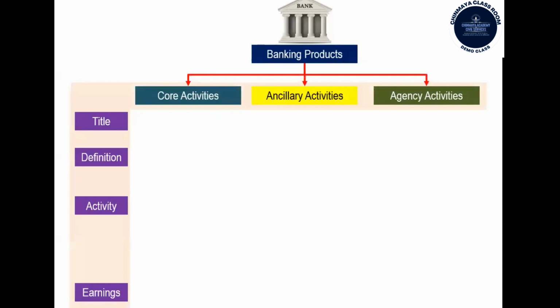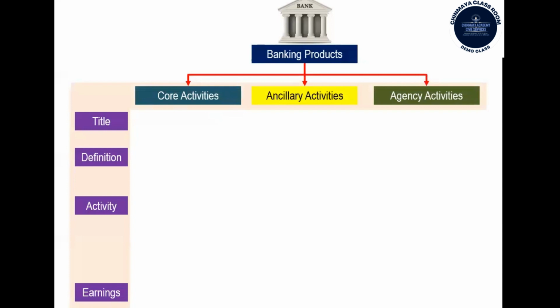What are the three types of banking products? Core activities, ancillary activities, and agency activities. So how do you differentiate core activity from ancillary activity? Core activities are advancing loans and accepting deposits, while ancillary activities are providing other kinds of services. Agency activity is third party activity. Good. Any example of third party activity? Selling insurance, transferring money on behalf of someone else. But if the bank does it on its own, that becomes part of ancillary activities.